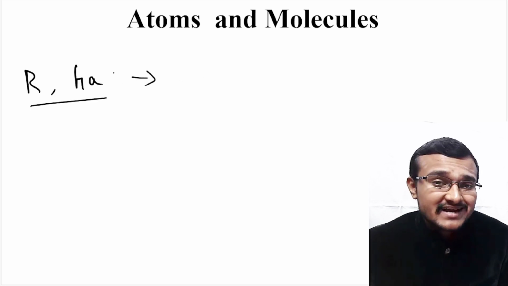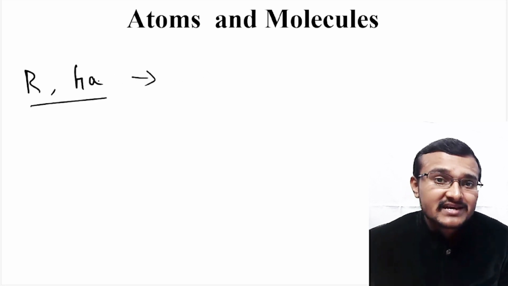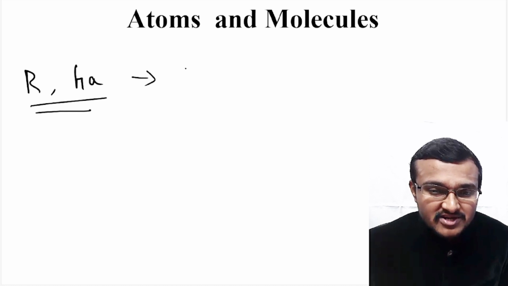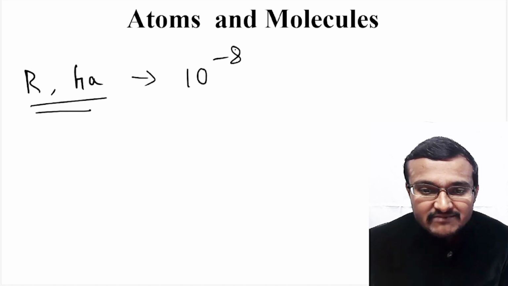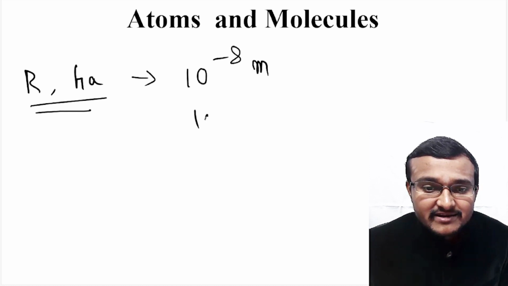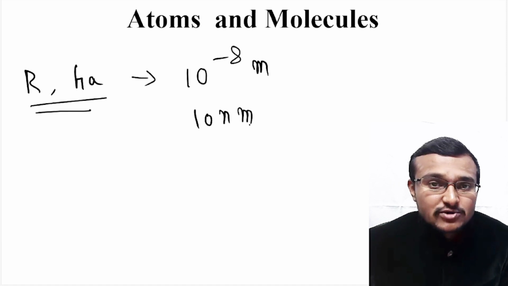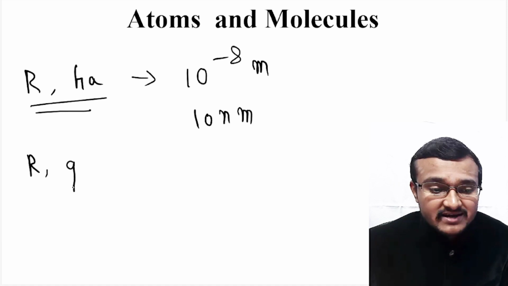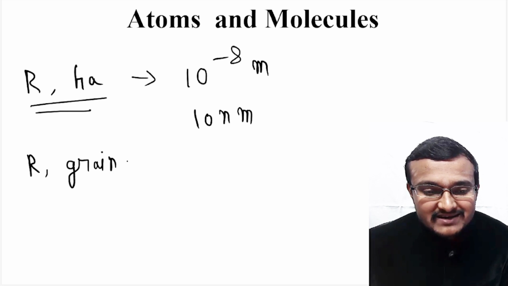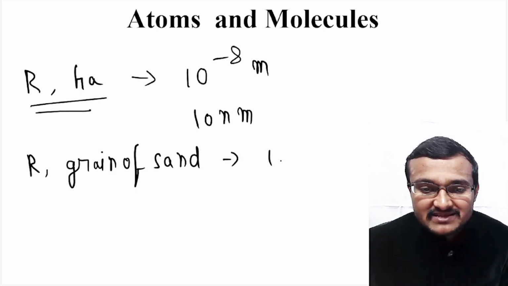You all know that in blood there is a component called hemoglobin. The radius of this particular hemoglobin will be in the range of 10 power minus 8 meter, or you can call this 10 nanometer. Radius of a grain of sand: if you take one grain of sand, then the radius of that particular grain of sand will be in the range of 10 power minus 4 meter.